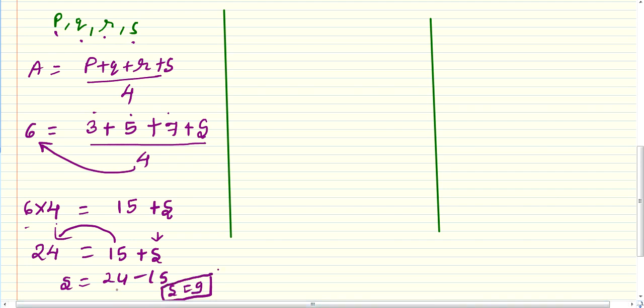So this is your required answer. Then question number 13, 14, 15 is same. I am solving here question number 15.